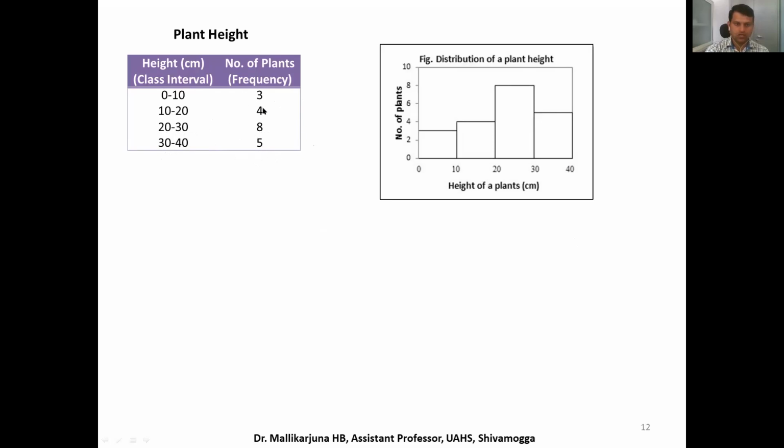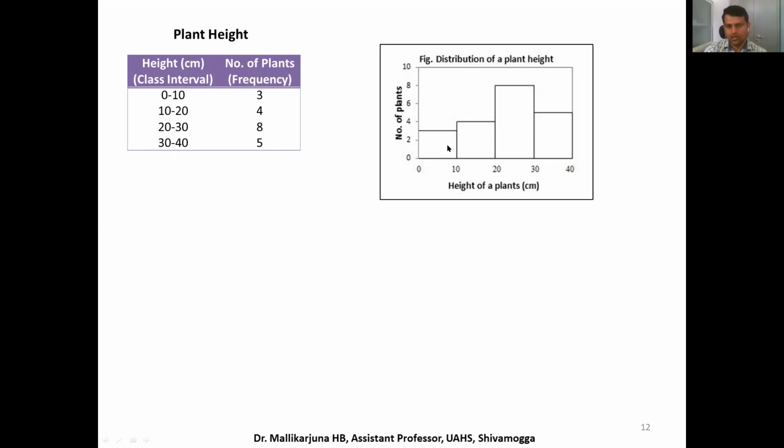So total, these are 3 plus 4 plus 8. Total 3 plus 4 is 7, 7 plus 8 is 15, 15 plus 5, 20 plants are there. So this is a distribution table. Continuous frequency distribution, we can say.